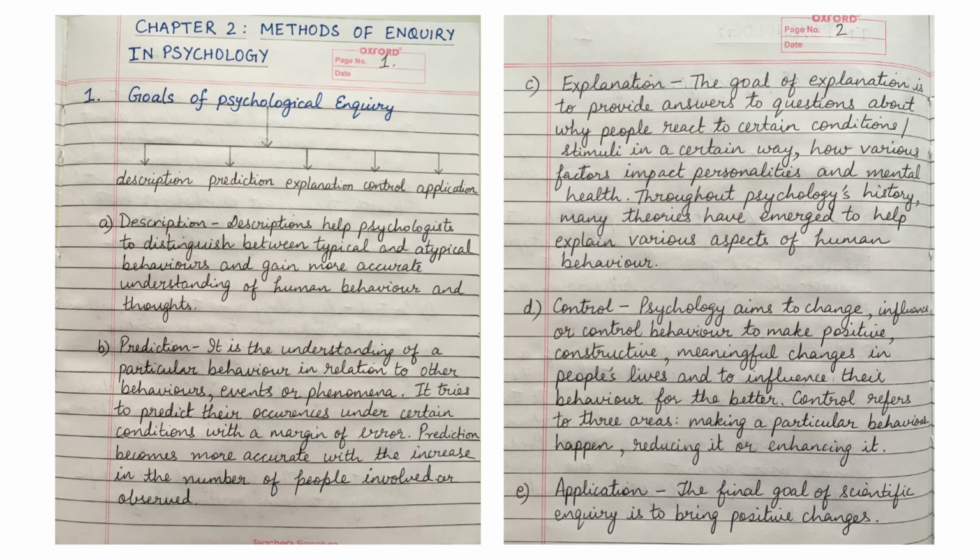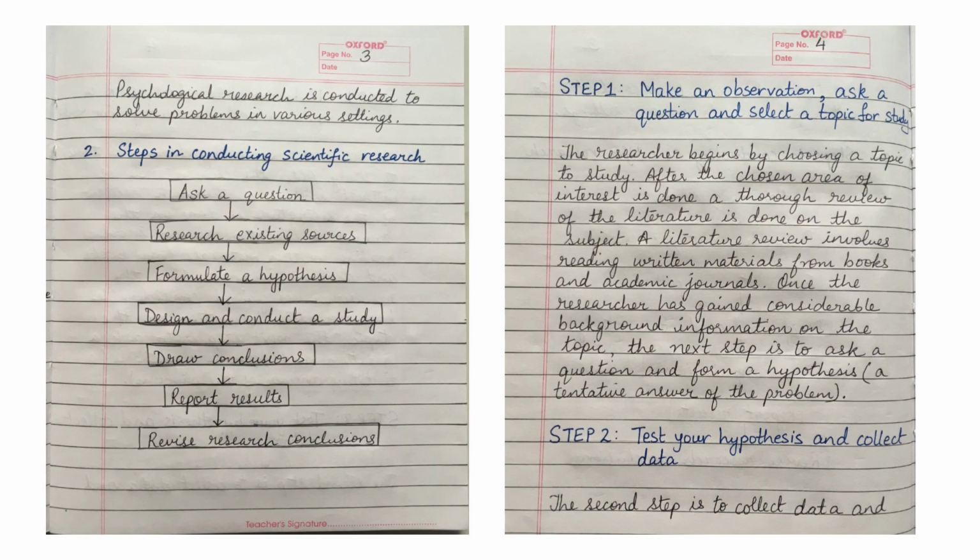D. Control. Psychology aims to change, influence, or control behavior to make positive, constructive, meaningful changes in people's lives and to influence their behavior for the better. Control refers to three areas: making a particular behavior happen, reducing it, or enhancing it. E. Application. The final goal of scientific inquiry is to bring positive changes. Psychological research is conducted to solve problems in various settings.